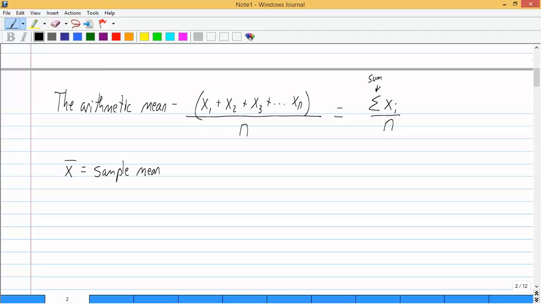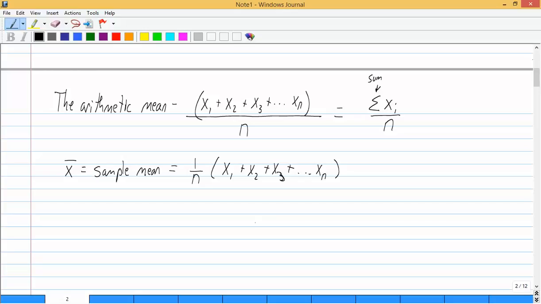The way that your textbook writes this looks a little confusing. They have 1 over n times the sum of all of your x values. But multiplying something by 1 over n is the same as dividing by n. So if you write it this way, it's just making it a little bit more complicated than it needs to be. Everybody in here has found a mean before, so it's pretty straightforward.